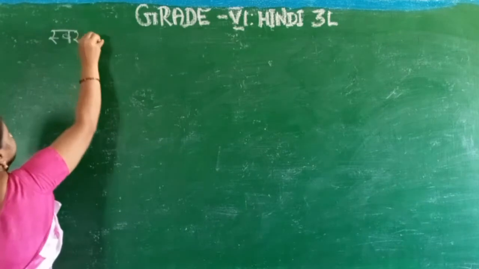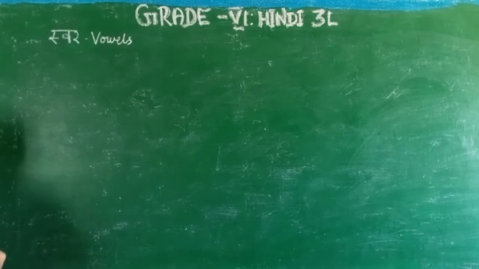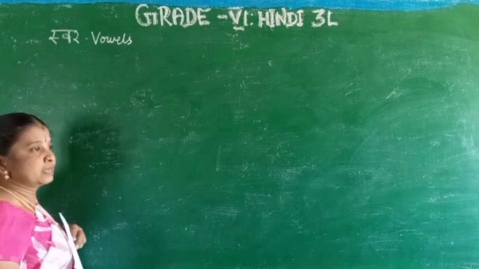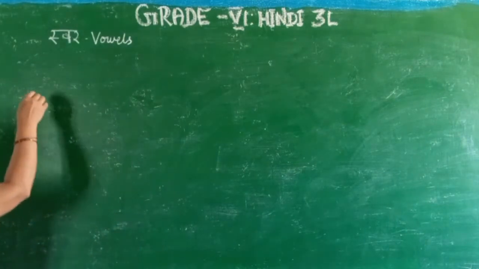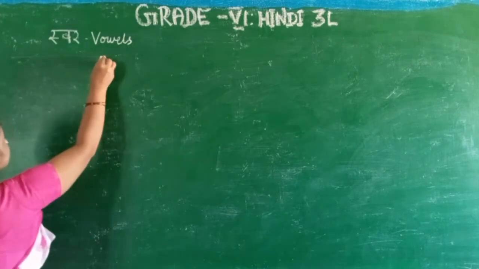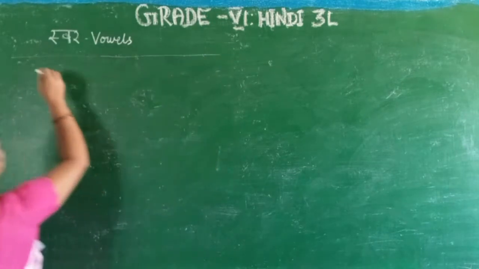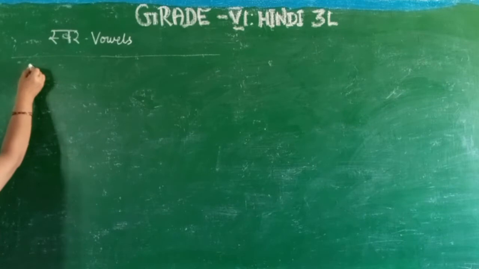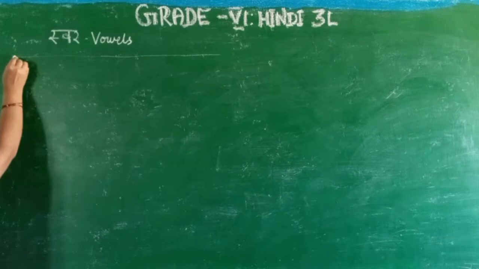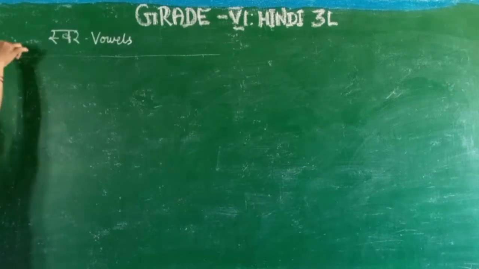In Tamil, uyirezhuthukkal. You know the Tamil uyirezhuthukkal. The vowels in English are A, E, I, O, U. In Hindi, the vowels are very easy. Again and again I say, when you start writing, keep your finger on the line and start from below the line, not above the line. Understand? Now see the first letter. See where I keep my hand and finger, below the line.